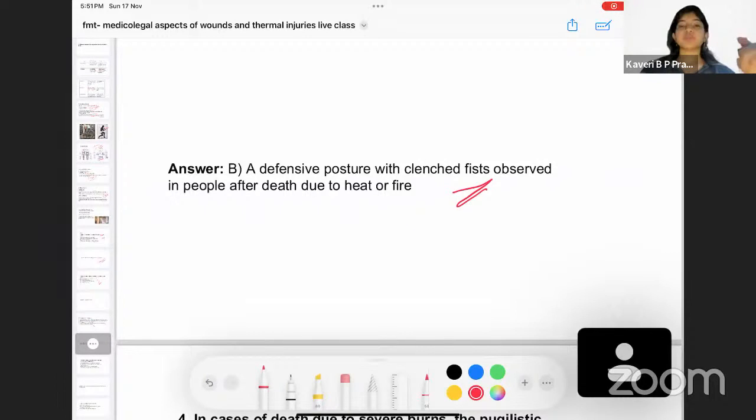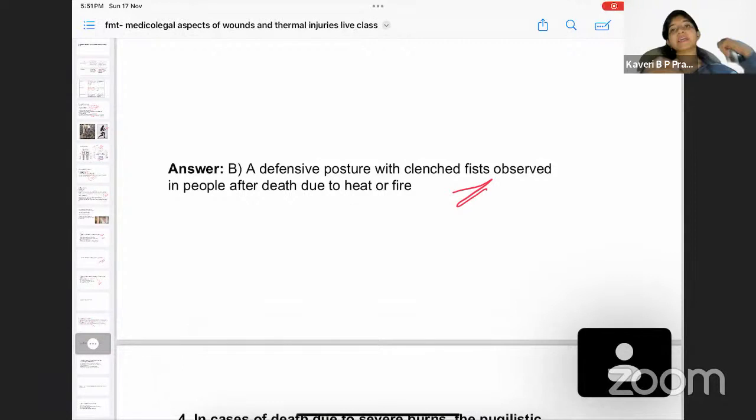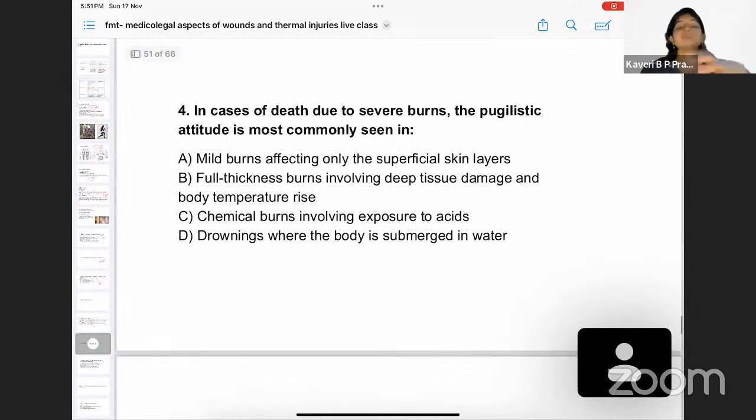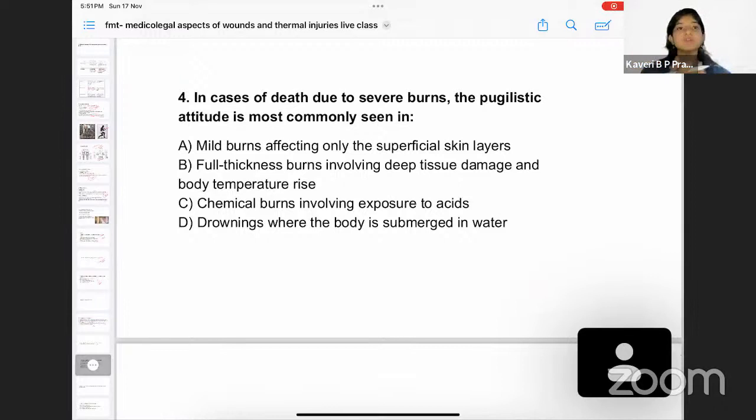Option A, burning of superficial skin layers. No, pugilistic attitude could not be a mild burn, because if there is a mild burn, there wouldn't be so much contraction that the person looks like a boxer. So option A is wrong.